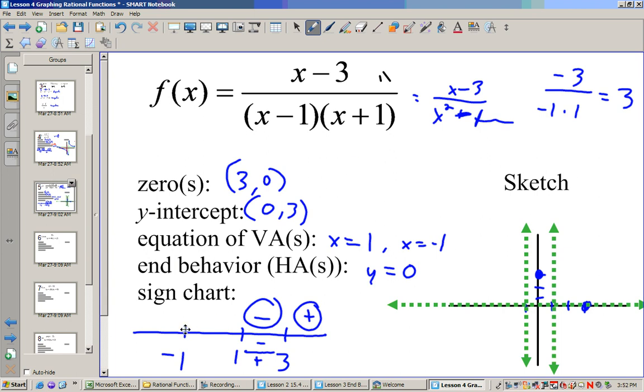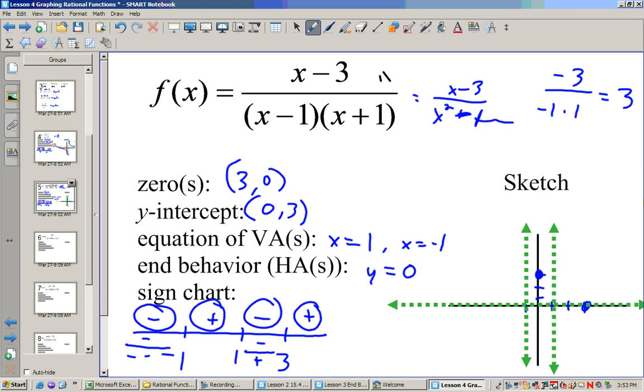Between negative 1 and 1, we've already plugged in 0, and we saw that that gives us a positive 3. So that will have to be a positive. And then to the left of negative 1, say negative 3. Negative 3 minus 3 would be a negative number, over negative 3 minus 1, that's a negative, over negative 3 plus 1, which is another negative. So negative over negative times a negative, that would be a negative.